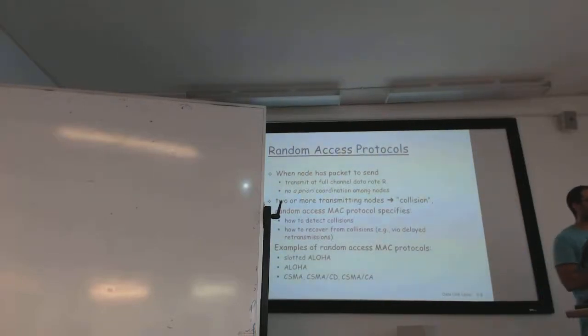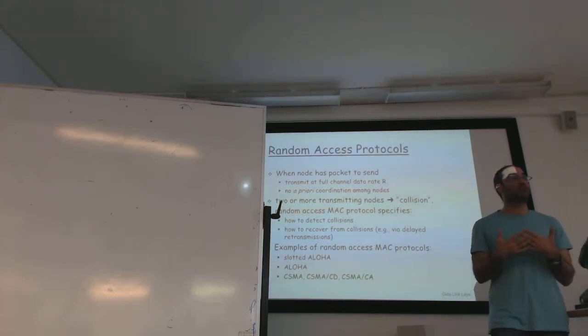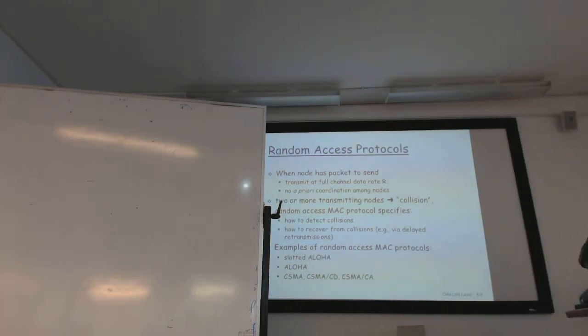Okay, random access: you transmit at the full channel rate. In other words, you have the full channel to use. But you have no prior coordination among the nodes. Between all the nodes, you don't have any coordination. If two or more nodes transmit simultaneously, that means you'll have a collision, and therefore you'll have wastage.